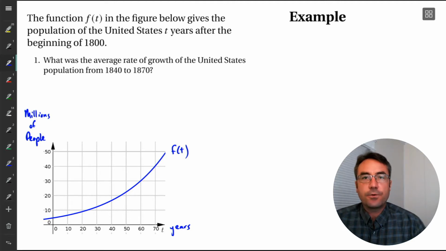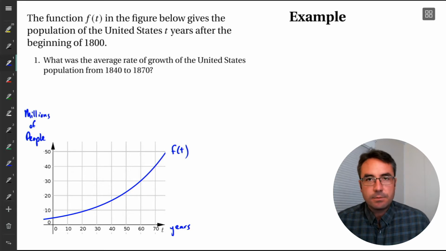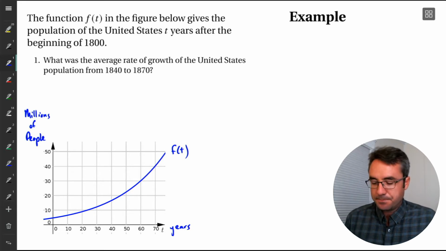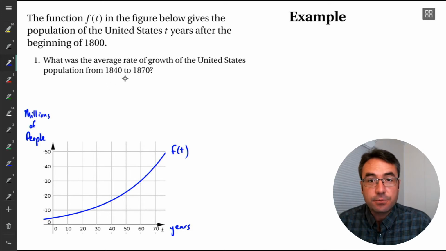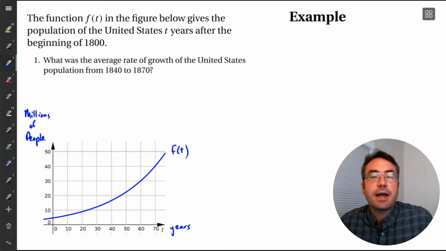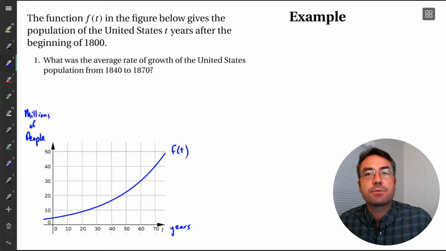All right, so for this problem, we're going to look at a few different calculations here. And in part 1, we want to find the average rate of change, or average rate of growth, of the U.S. population from the year 1840 to 1870. What's the average rate of growth of this population over that interval of time?